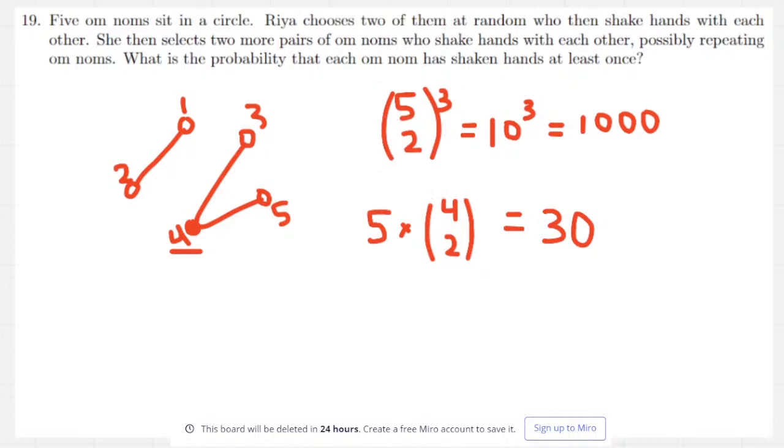Okay, so 30 over 1,000 for each omnum to have shaken hands at least once.